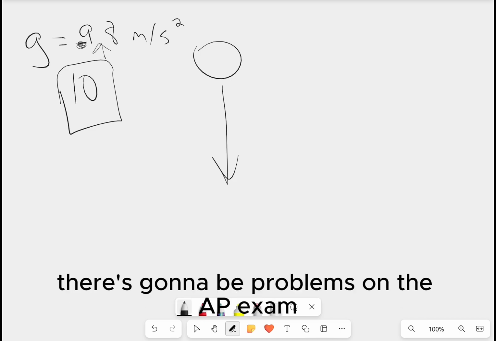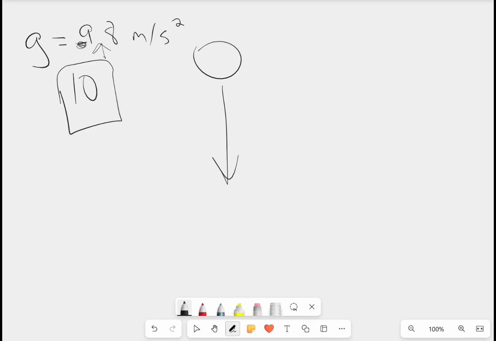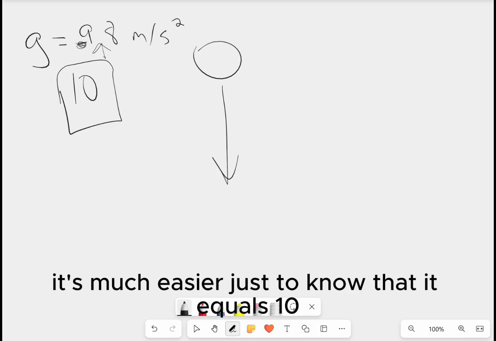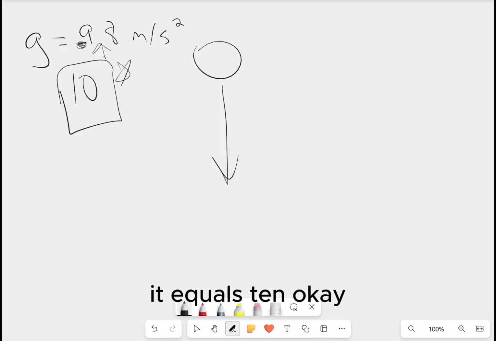There are going to be problems on the AP exam where you may have to calculate something in your head. And instead of using more time on your calculator, it's much easier just to know that g equals 10 on the AP exam. So that's really important. It equals 10.